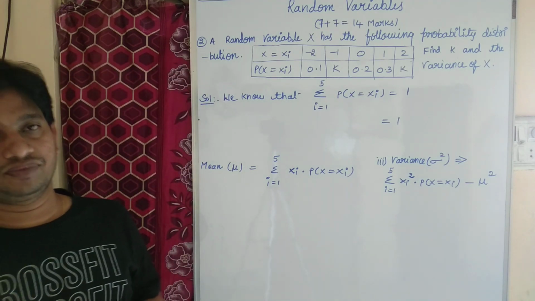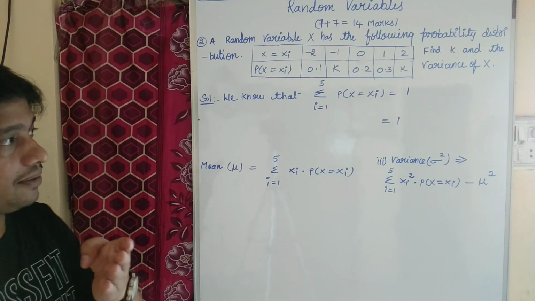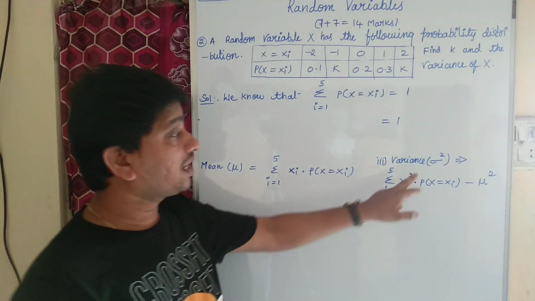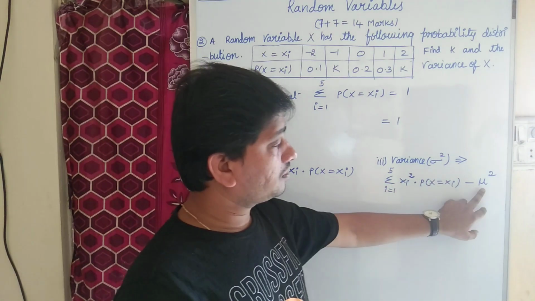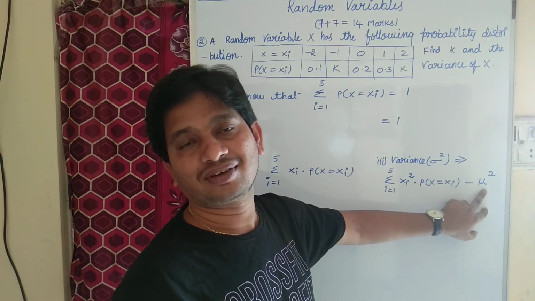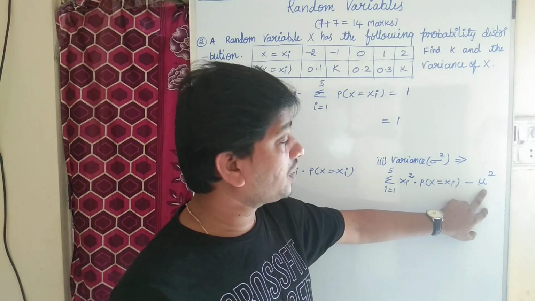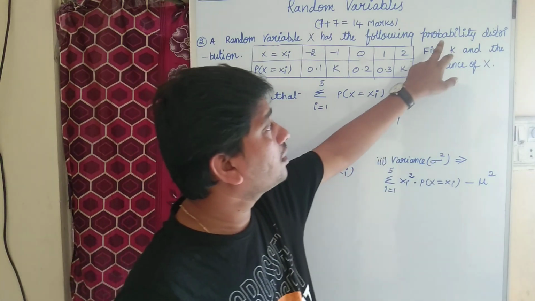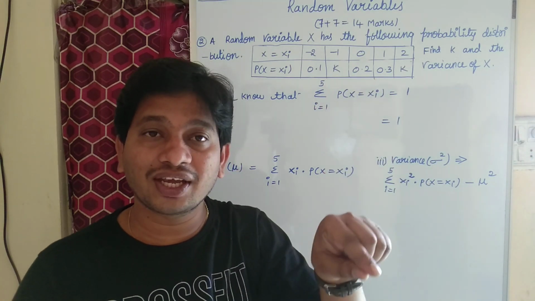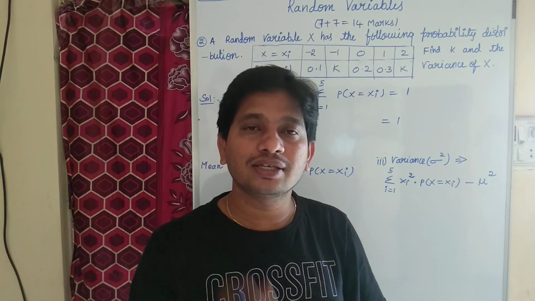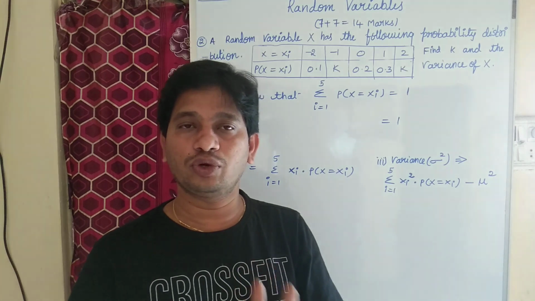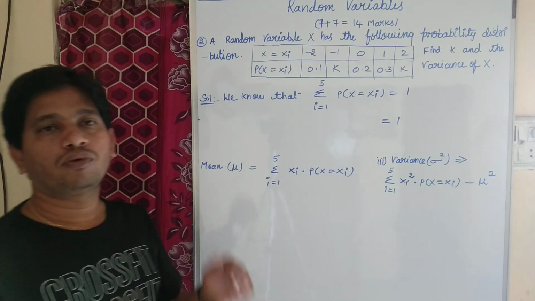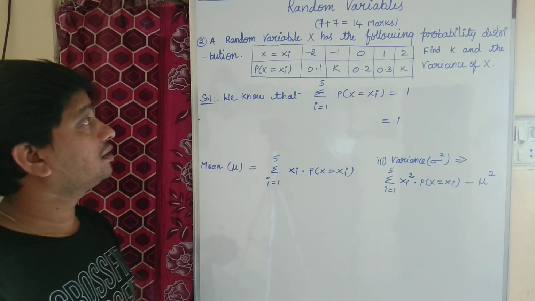Children, what are they asking here? They are asking to find the value of k and the variance of x. So, if you want to find the variance, you must know the value of mean, right? Without knowing the mean, we can't find the variance, right? So, indirectly, they may ask only to find the value of k and the variance. In that case also, you have to find the mean. That you remember. Okay, children? The same method we discussed in the previous problem.